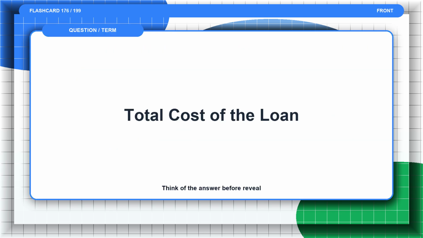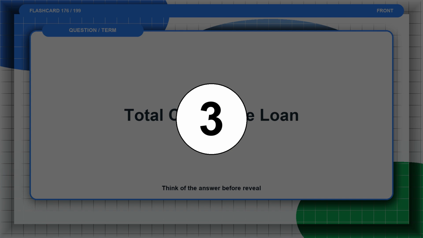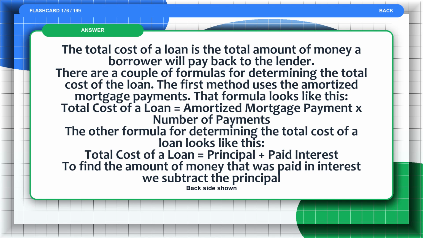Flashcard 176. Total cost of the loan. Pause and think of the answer before the reveal. The answer is, the total cost of a loan is the total amount of money a borrower will pay back to the lender. There are a couple of formulas for determining the total cost of the loan.